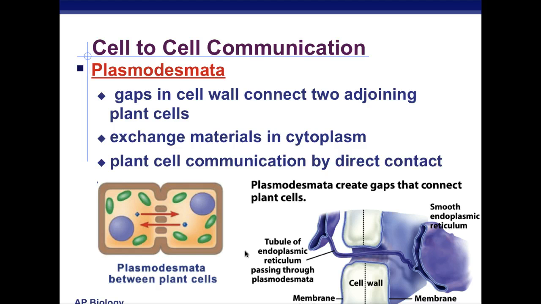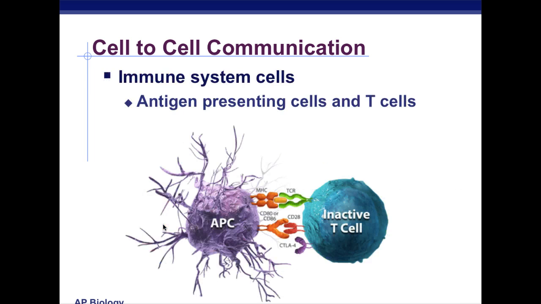Plant cells have a similar structure called plasmodesmata, and these are little gaps in the cell walls of plants that allow, again, items that are in the cytoplasm of the plant cell to travel from one plant cell into another, and therefore the cells can coordinate their efforts and communicate with each other.